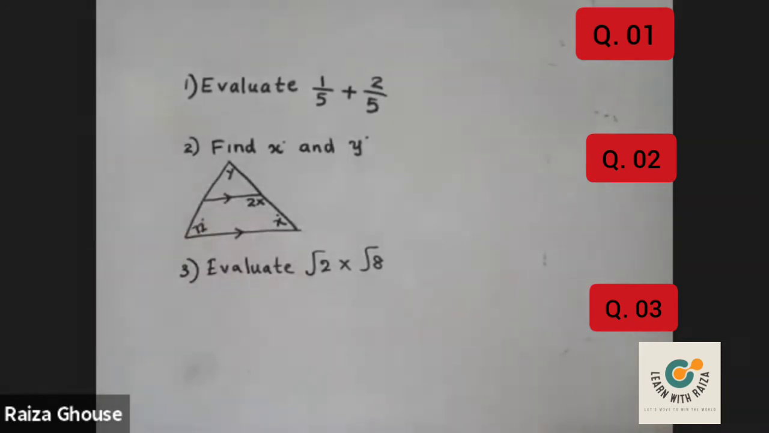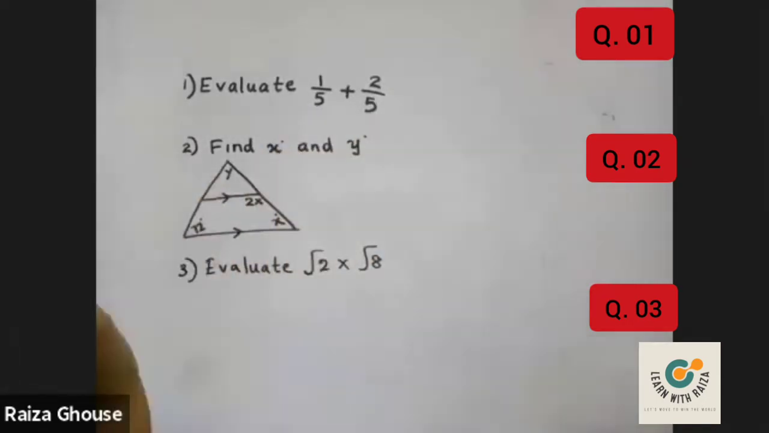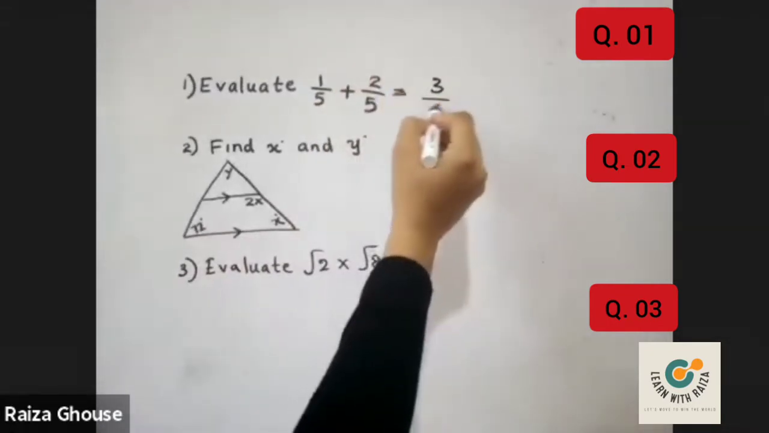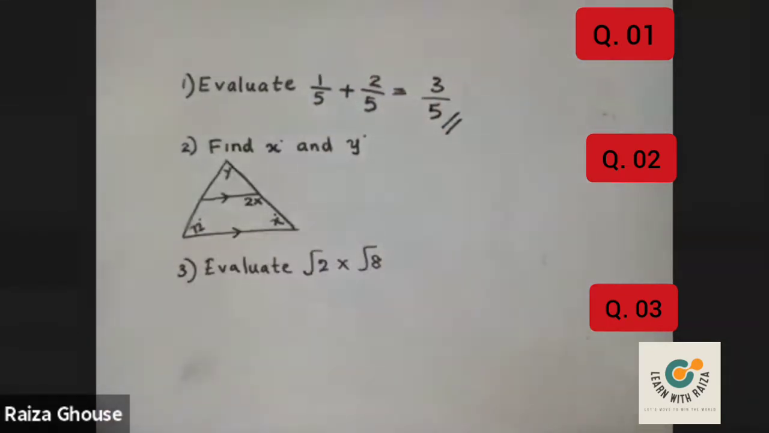First question is a fraction. 1 upon 5 plus 2 upon 5. This is the simple addition of fractions. When the denominators are the same, make sure that you add only the numerators. So the final answer will be 3 upon 5, no other changes.